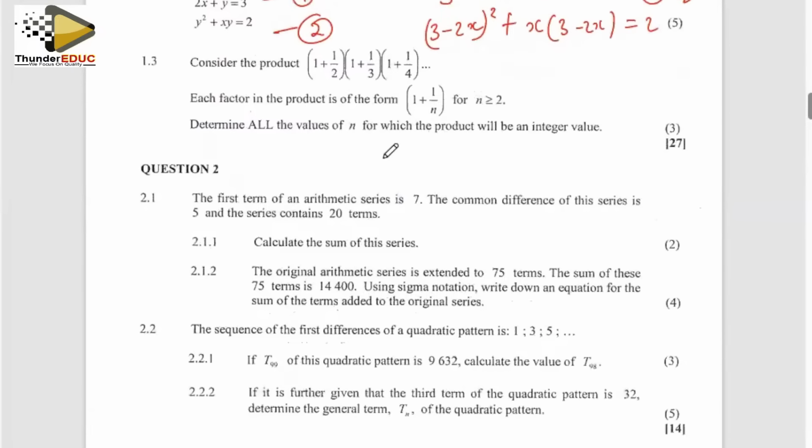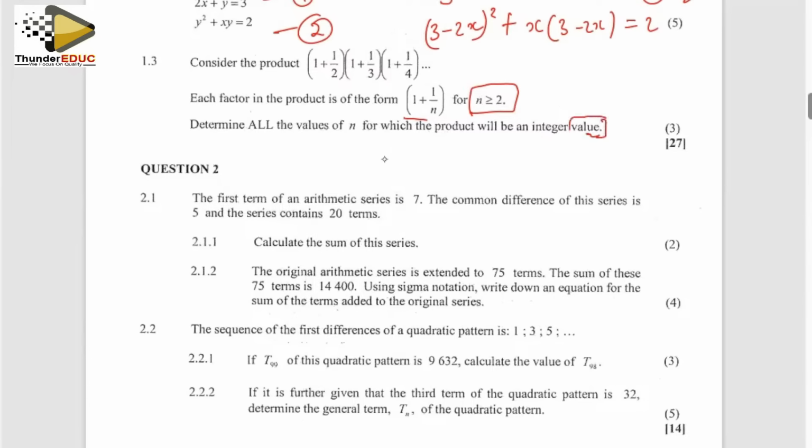1.3, consider the product. This number is familiar, probably either May, June, or October, November last year. We had more or less the same scenario. And then they asked us for the product of the whole thing. Okay, no problem. So each factor is in the form of 1 plus 1 over n, if n is greater or equal to 2. Determine all the values of n for which the product will be an integer.